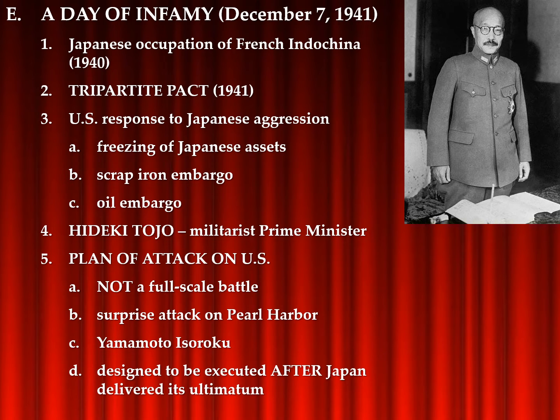The U.S. response to this was to freeze Japanese assets in the country, the same way that we're doing with Russian assets in the country today. They imposed a scrap iron embargo and, most importantly, an oil embargo. And this led the Japanese to make plans to move into the Dutch East Indies, which is the country of Indonesia today, to take over that valuable supply of oil.